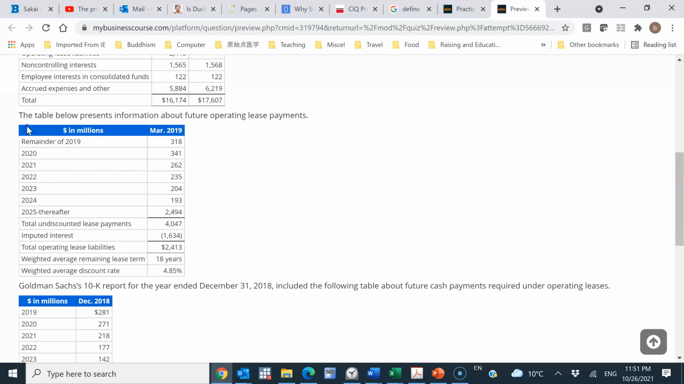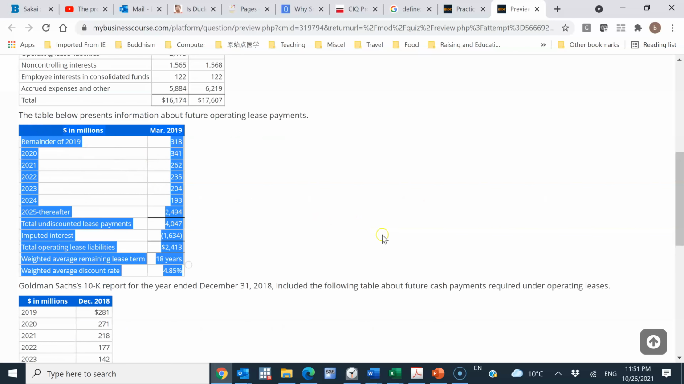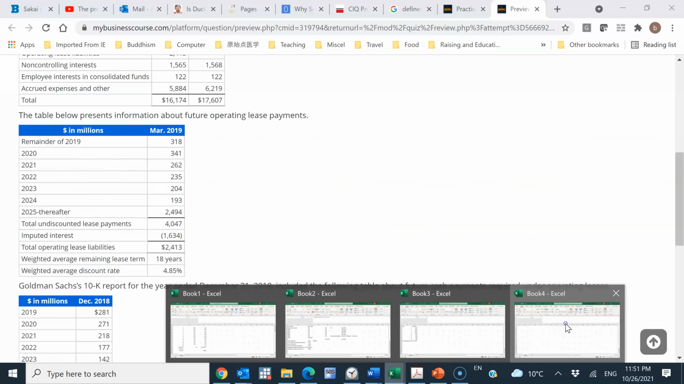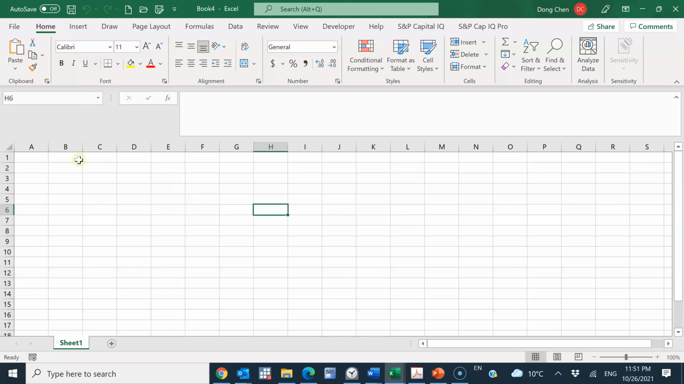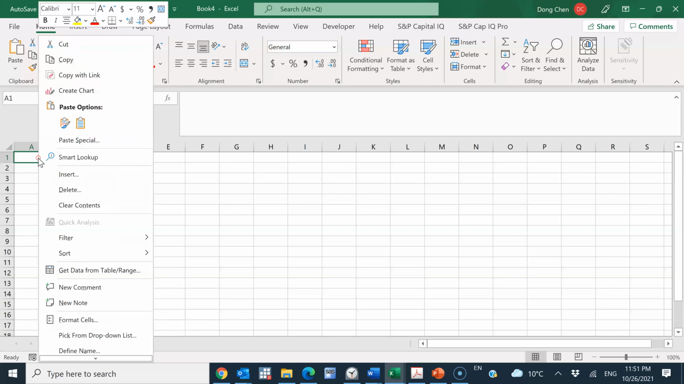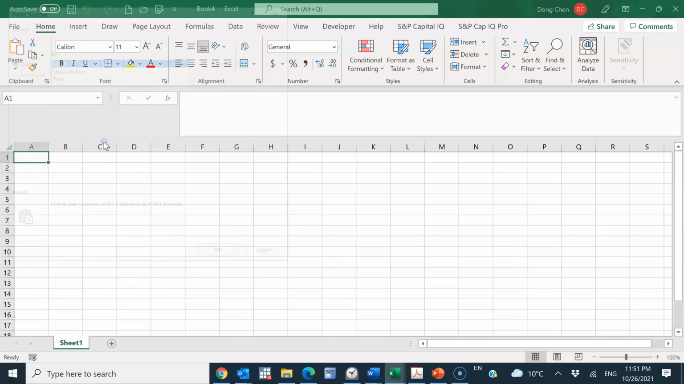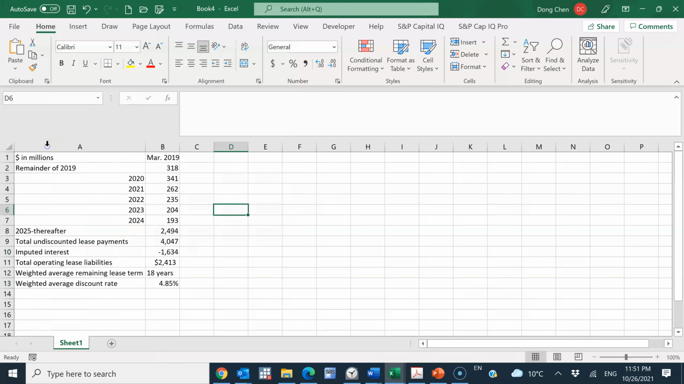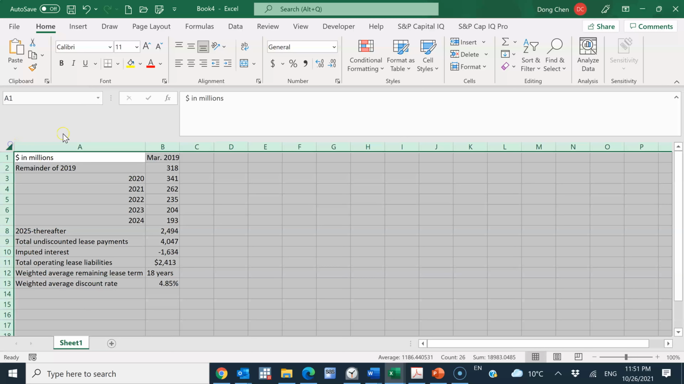Even if the question didn't ask us to use Excel, in this case it directly asks us to use Excel to calculate and put back the answer. But even if it doesn't, I think it's most convenient to use Excel. So we just copy that table and paste special as text. And then you can see that all the numbers will be automatically copied into Excel.